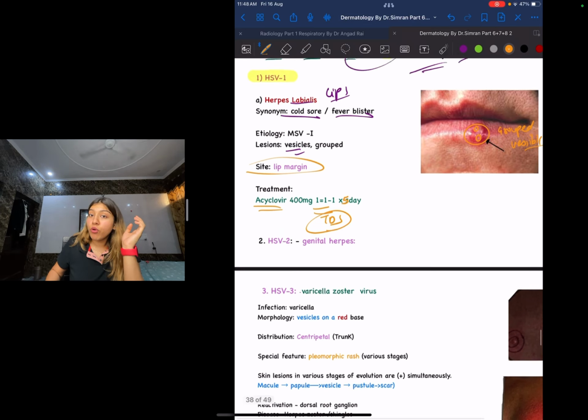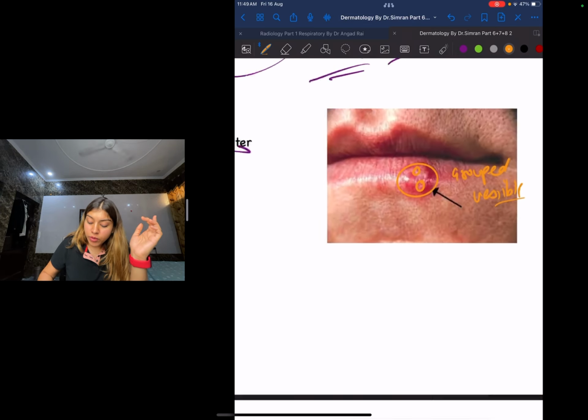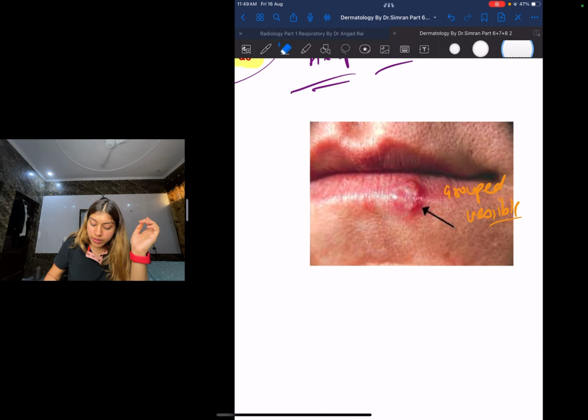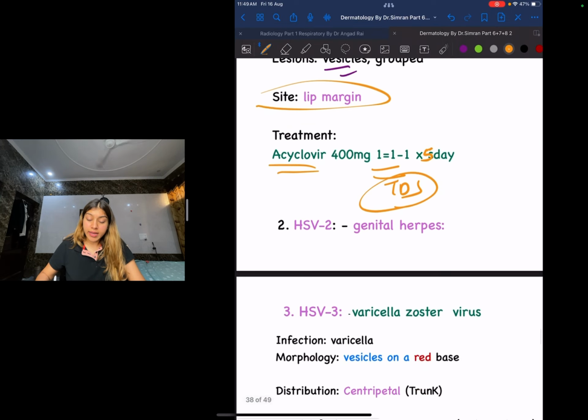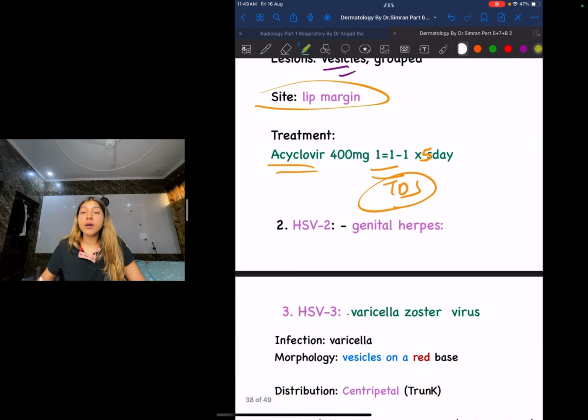In the photo, how am I going to recognize it? I'm going to recognize it on the basis of these grouped vesicles present at the lip margin, okay? So that's what you need to know about HSV1. Next, guys, the only thing you need to know about HSV2 is that it causes genital herpes, okay?